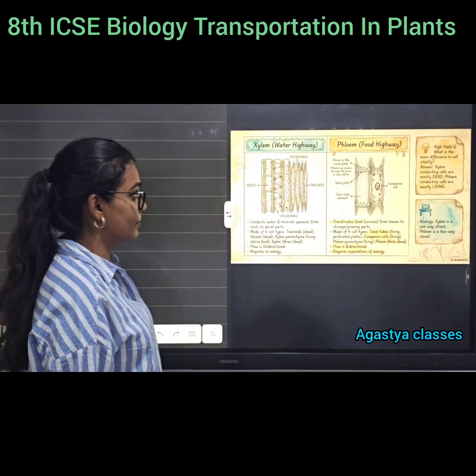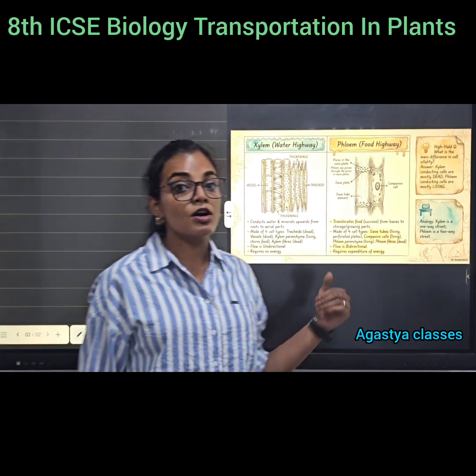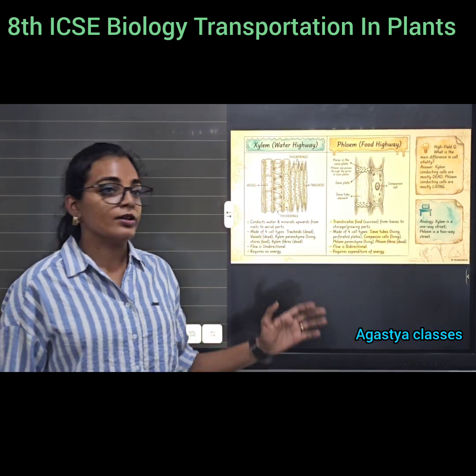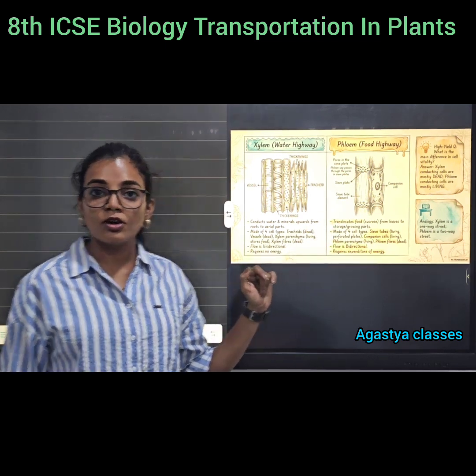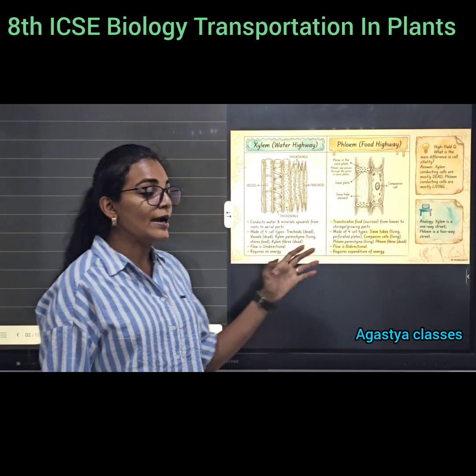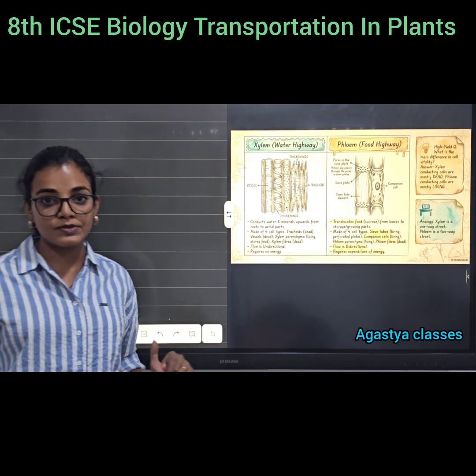Let us talk about phloem. Phloem is a tissue which is also a complex permanent tissue, like xylem. Xylem is a complex permanent tissue. Same way, phloem is also a complex permanent tissue. Why is it called a complex permanent tissue? The reason is it is made up of 4 different types of cells.